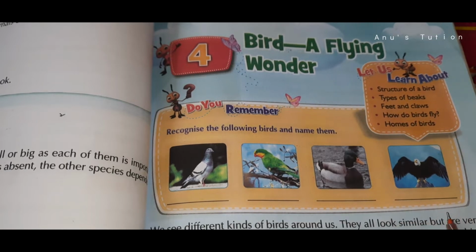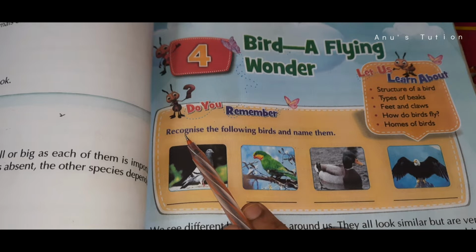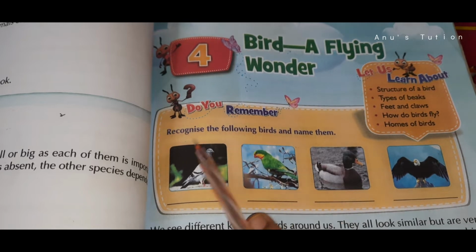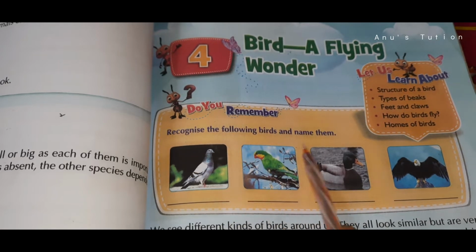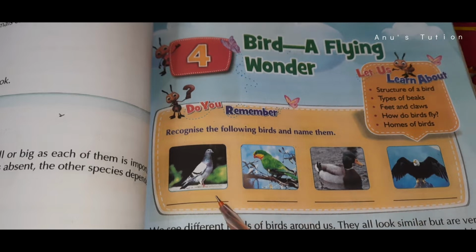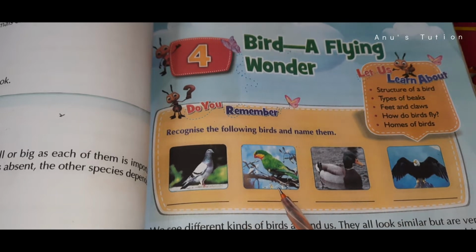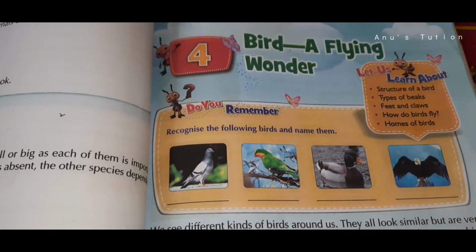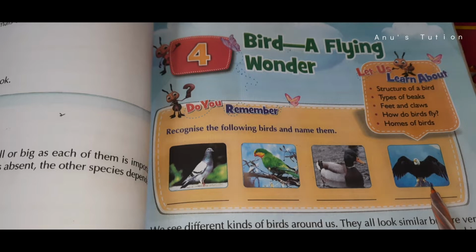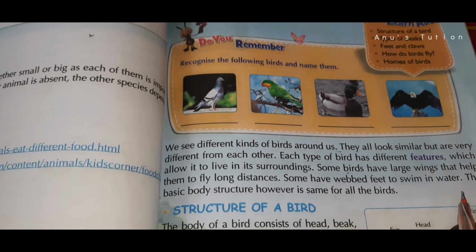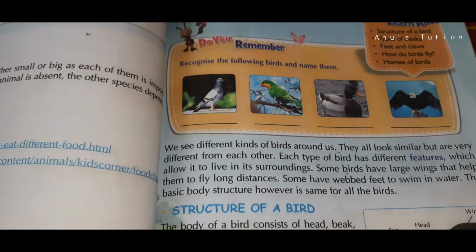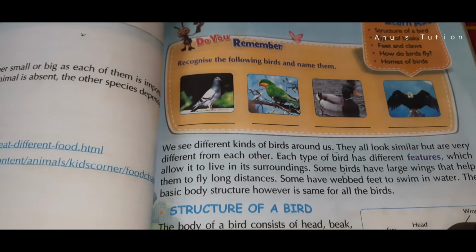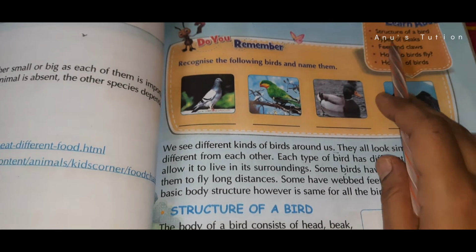See here, do you remember? Recognize the following birds and name them. Pigeon, parrot, duck, and eagle. Okay, next I am going to explain the first topic, structure of a bird.